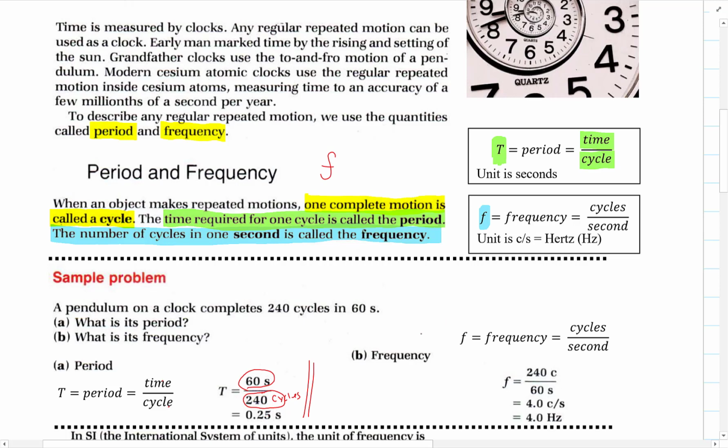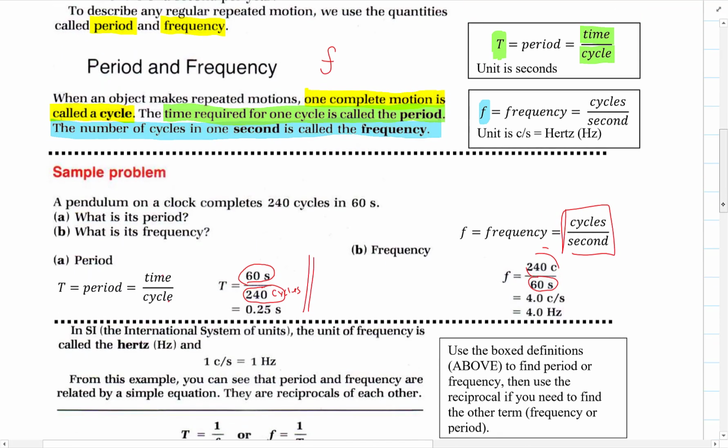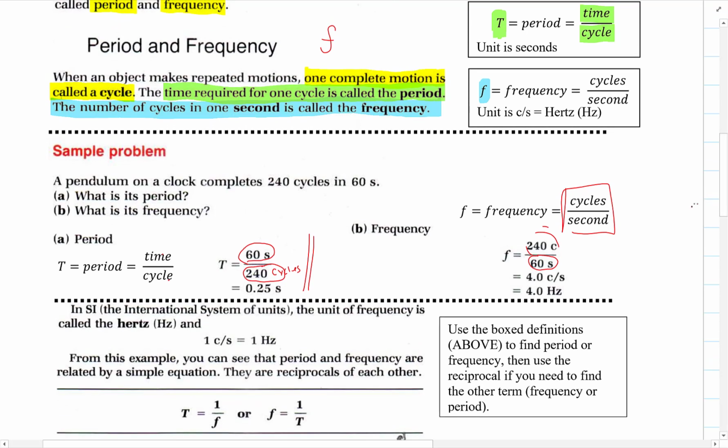And then it says, what is the frequency? The frequency is the cycles per second, so we put the 240 cycles divided by the 60 seconds, because that's its definition. You memorize that, and that'll be cycles per second, or also hertz. And if you notice, they are reciprocals of one another. Cycles per second, and the other one is seconds per cycle. So the reciprocals, meaning 1 over each other. Once you have one, you can get the other by doing 1 over it on the calculator.